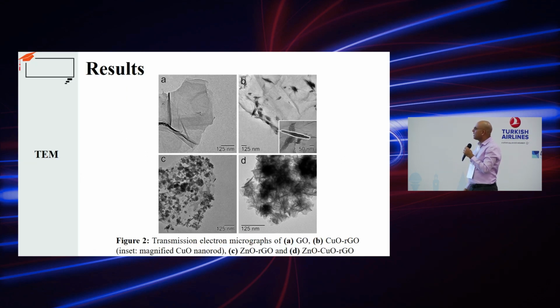So here are the TEM electron micrographs. The first one, you could see a sheet of graphene oxide. And then in B, you see copper oxide, graphene oxide. You see some rods in here. So here is a zoomed image. You could see that the diameter of these rods is approximately 50 nanometers or so. And C is zinc oxide, reduced graphene oxide. You could see these spherical structures. And then we do see some agglomerations, where you see a lot of rods and spheres together for zinc oxide, copper oxide, and reduced graphene oxide.